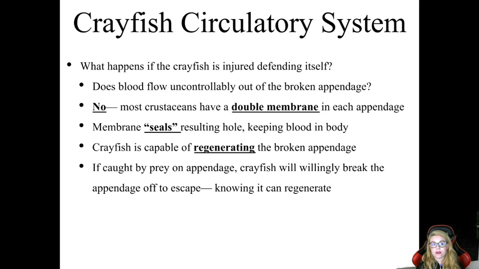So the crayfish is actually quite intelligent in that it knows it's capable of regrowing or regenerating an appendage. So if it is caught by a predator on an appendage, it will actually willingly snap its own appendage off to escape, knowing that it can regenerate and that that's its best route for survival. So very intelligent little creature and pretty cool that it can regenerate.